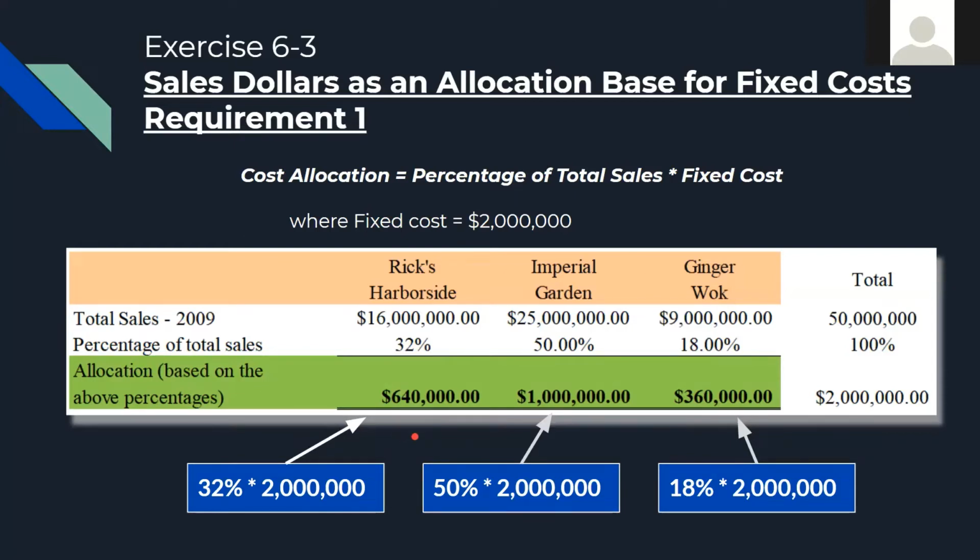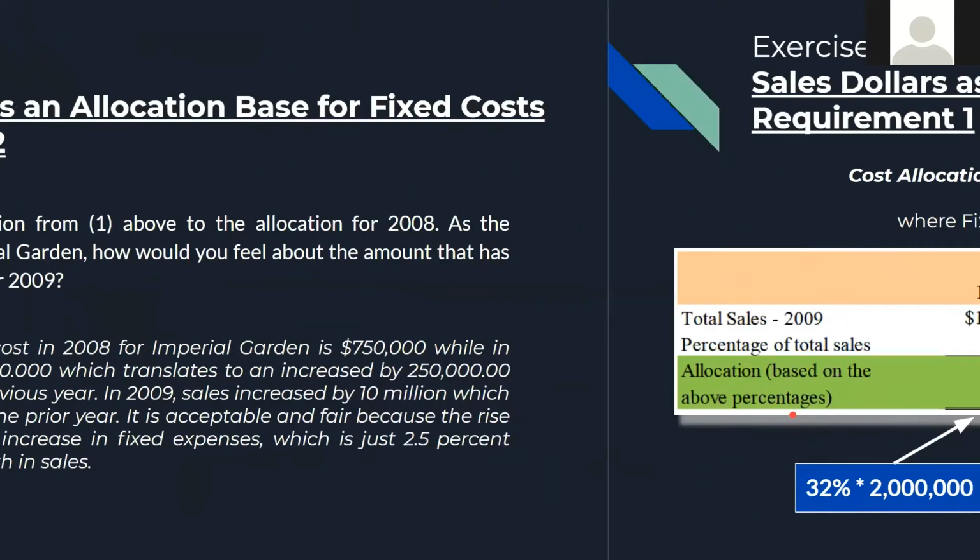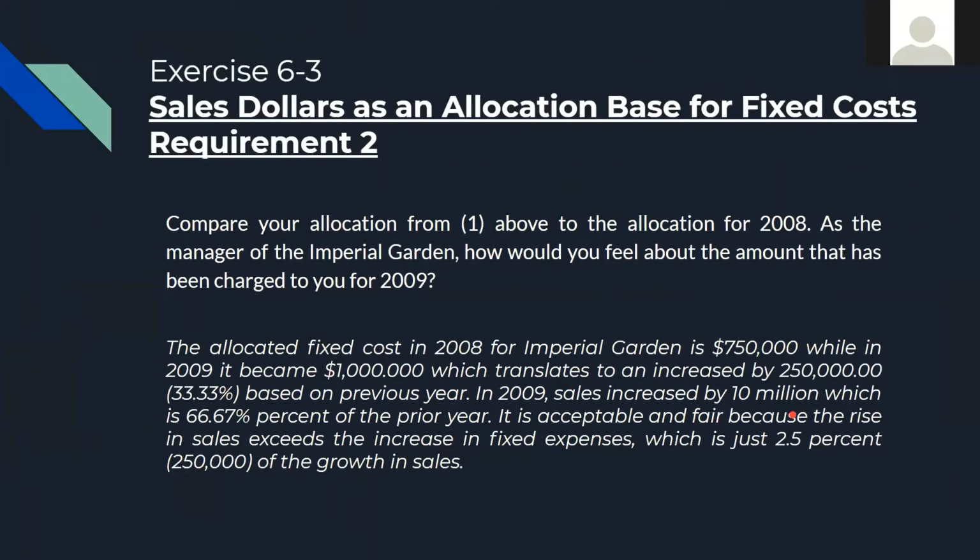The percentage of total sales of Rick's Harbor Side is 32%, times 2 million is equal to 640,000. Imperial Garden, 50% times 2 million is 1 million. And the last one is Ginger Work with 18% of the total sales times 2 million. So that's the allocation based on the percentage sales.